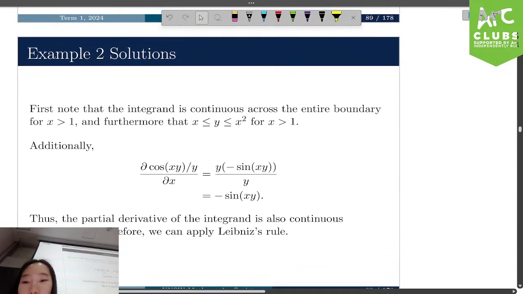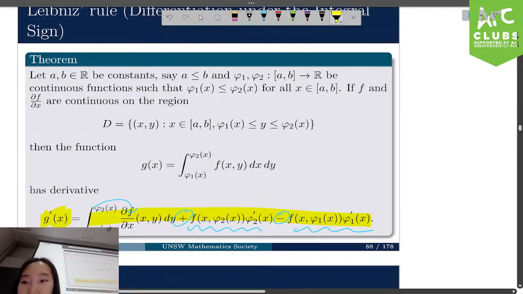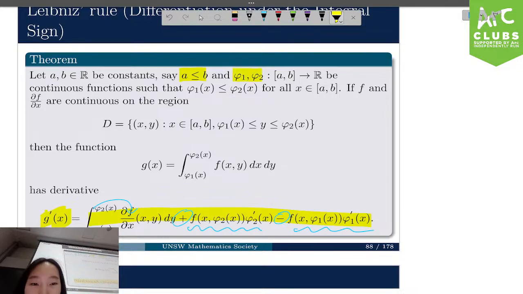And we have conditions to check if we can use the Leibniz rule or not. So we need to do a bit of a recap over here. Let a, b be constants, a smaller than b, and phi 1, phi 2 be continuous functions such that phi 1 of x is smaller than or equal to phi 2 of x for all x in a to b. If f and its derivative with respect to x are continuous on the region, then we have the following. We have a bunch of conditions to check.